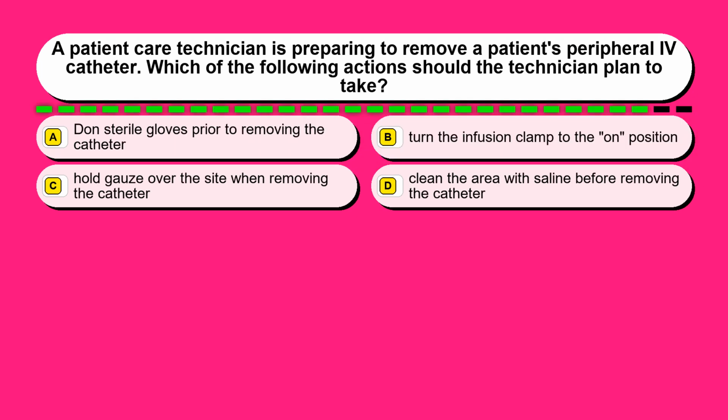Question 42. A patient care technician is preparing to remove a patient's peripheral IV catheter. Which of the following actions should the technician plan to take? Option A, don sterile gloves prior to removing the catheter. Option B, turn the infusion clamp to the on position. Option C, hold gauze over the site when removing the catheter. Option D, clean the area with saline before removing the catheter.